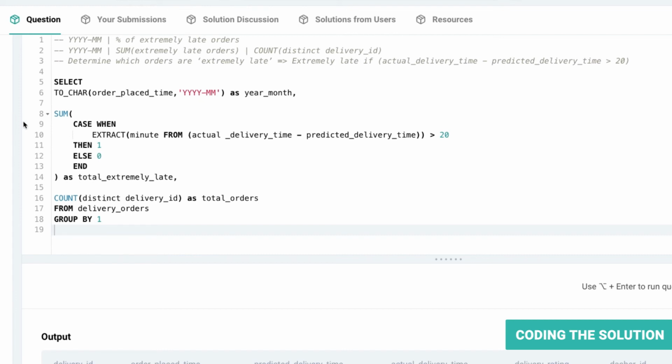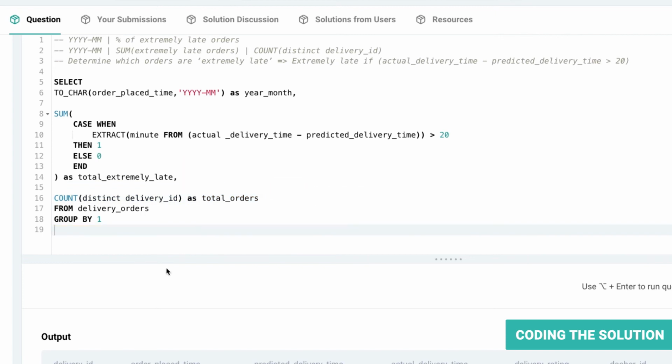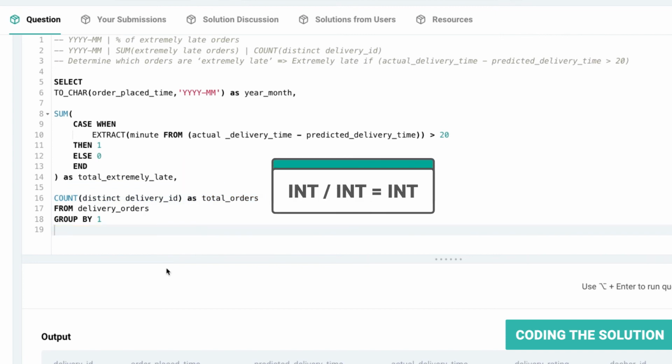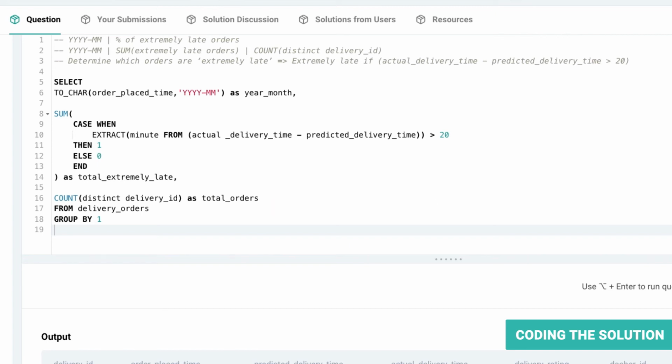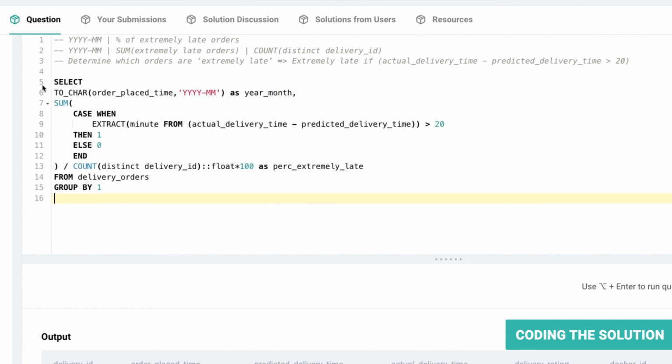However, if you look at what we have currently, both of the columns, total extremely late and total orders, are integers, so dividing the two defaults to integer division, which will also return an integer, and that's not the precision level we want. In this case, simply dividing the two columns will result in zeros. So to get the results as a float type, at least one of the columns has to also be a float. So let's convert this by doing this. And here's our full solution.